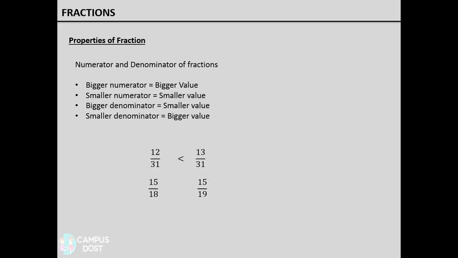Now, these two fractions have the identical numerator, but their denominators are different. So once again, let's use our property to determine which fraction has the greater value. Well, since the fraction on the left has the smaller denominator, it must have the greater value. Finally, in this example, the fraction on the right has the smaller denominator, so it must have the greater value.